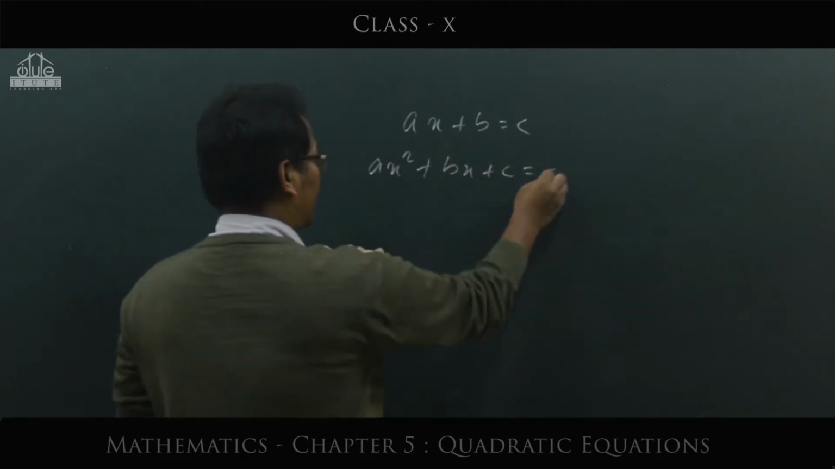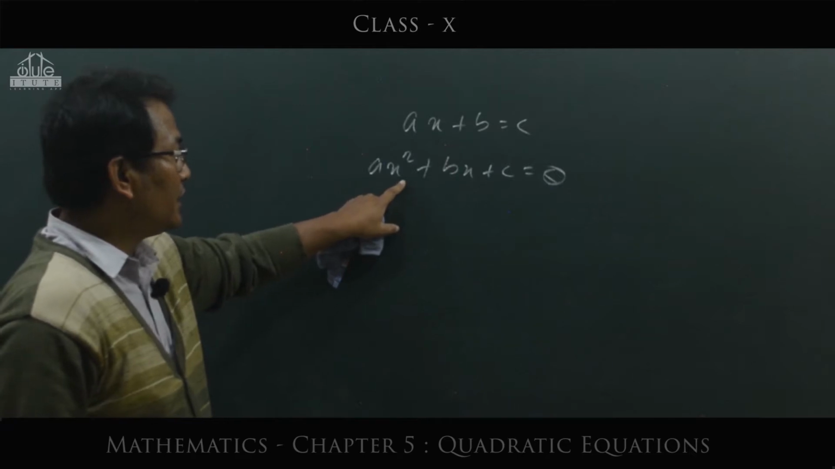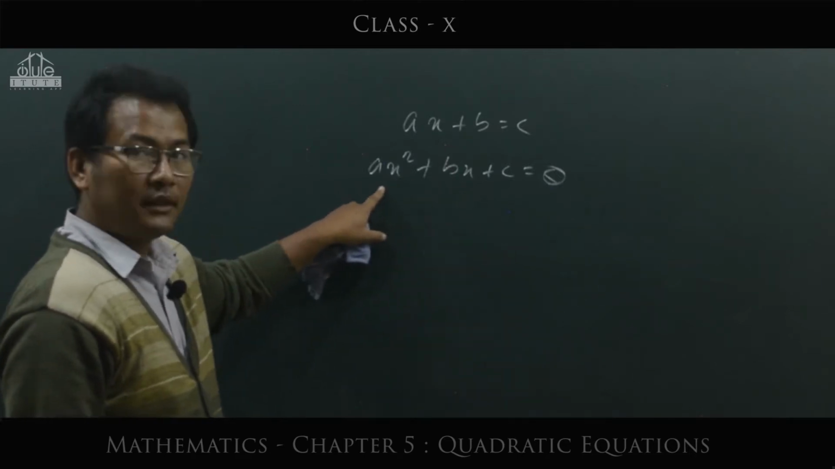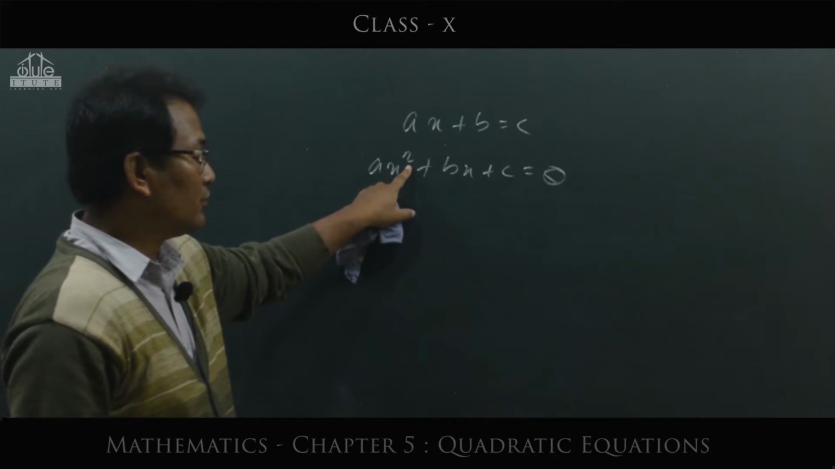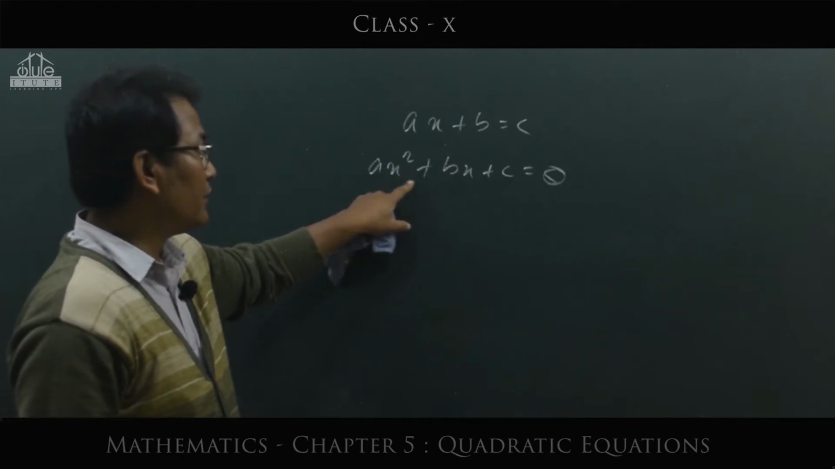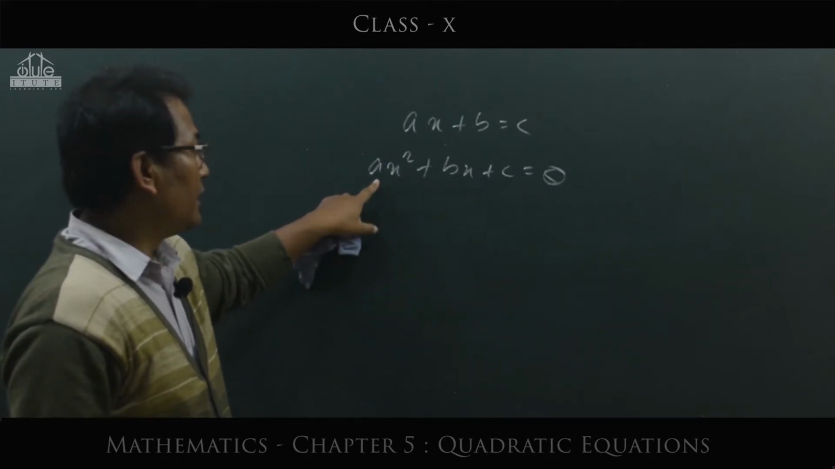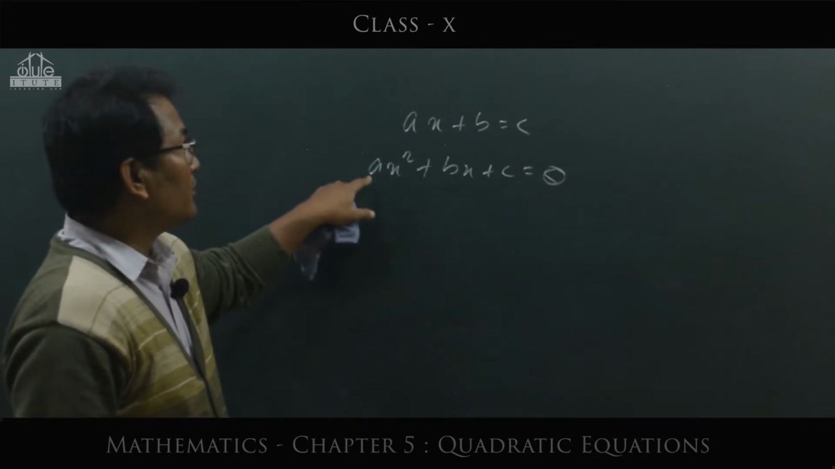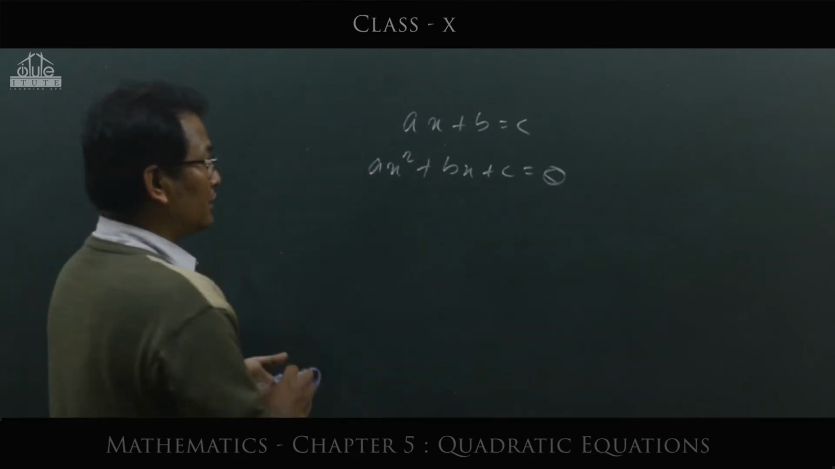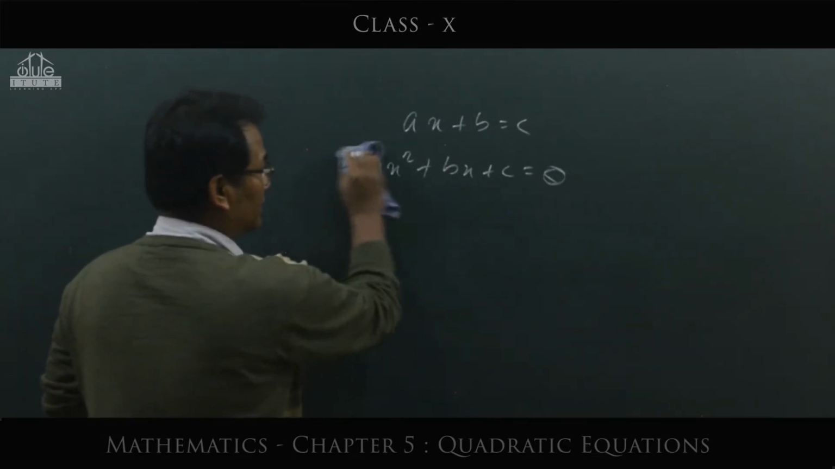Now if you look at the second equation, you will see that the highest power of x is 2, which is square. The degree of this equation is 2. Then such an equation where the degree is 2 will be called a quadratic equation. So we'll be studying about this.